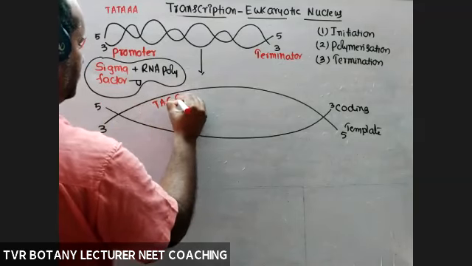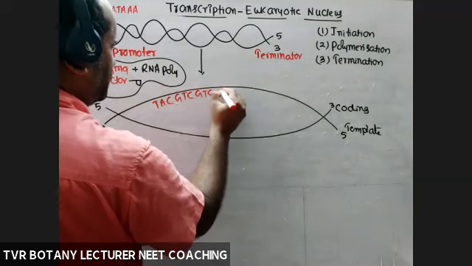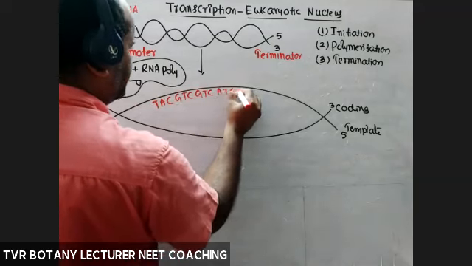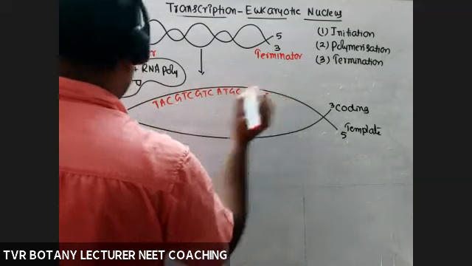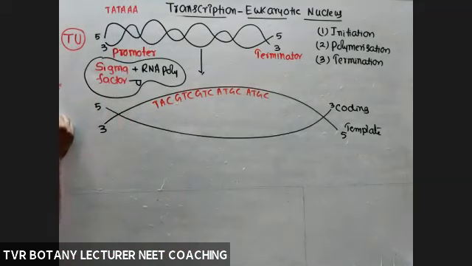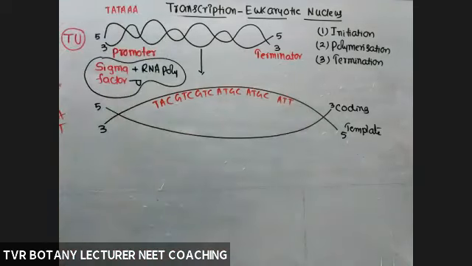TAC, GTC, GTC. For example, I'm taking ATGC, ATGC. Okay, wait. UAA, ATT. Okay, so these are the nucleotides present on that template strand.